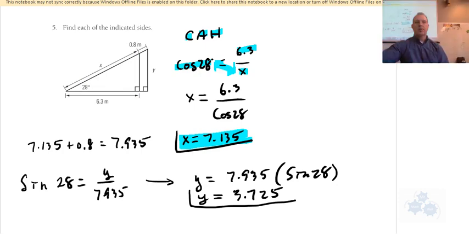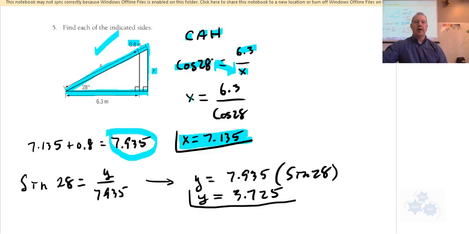Okay, so once you've gotten that far, then you want to take a look and say, okay, how do I find y? Well, y is part of a larger triangle. Now I don't know what this side is, but because I know x now, I know what the hypotenuse is. I know that side. It is 7.135 that I just found out, plus this little extra of 0.8. You see that? So now I have a new triangle that has a hypotenuse of 7.935.